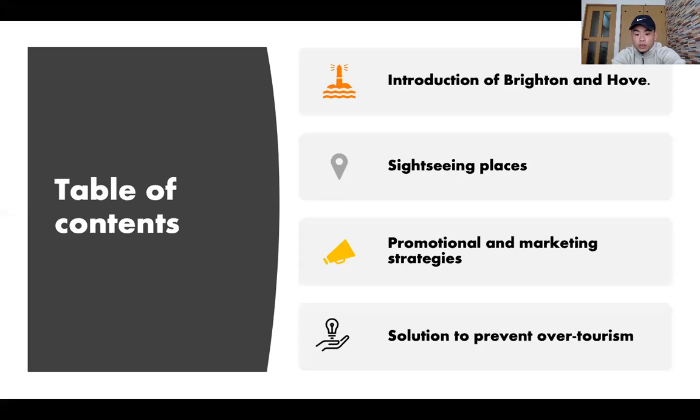This is the table of contents. First of all, I'll try to give a brief explanation of Brighton and Hove, then the sightseeing places with activities that tourists can do, the marketing and promotional strategy in this city, and the solution to prevent the negative impact of over-tourism for locals and the community.